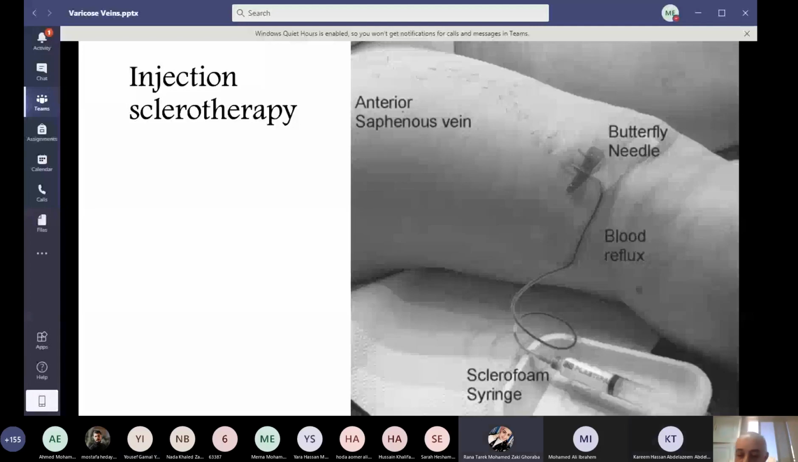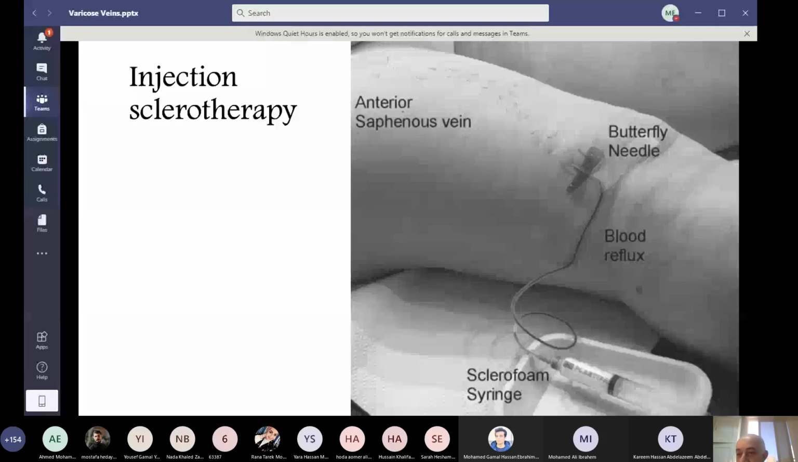This is a very simple technique, can be performed as an office job. It does not need a theater. You introduce this butterfly needle to inject the sclerosing agent. Ultimately, the walls of the vein will get adhered to each other. No blood visible immediately.